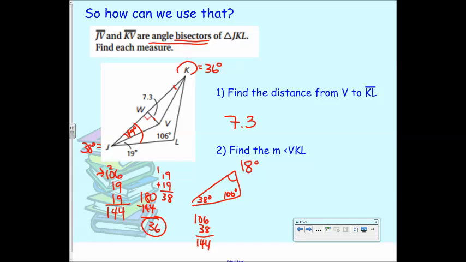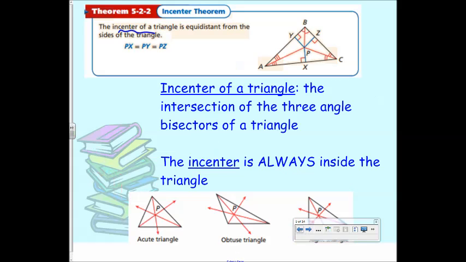Okay, go back really quickly here. The in-center of a triangle will always be where? Inside the triangle. It will always be inside the triangle. Unlike a circumcenter in an obtuse triangle will be where? Outside. On a right triangle will be where? Hypotenuse. And in an acute triangle it will be inside.